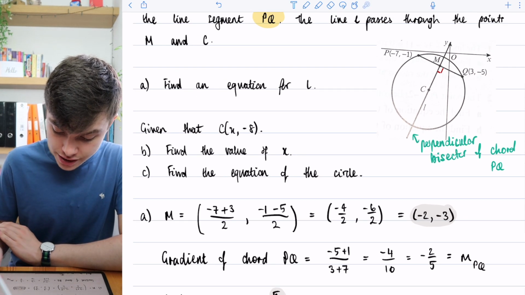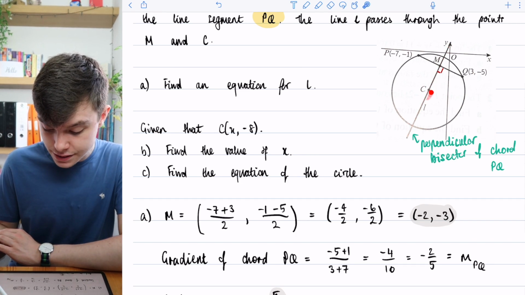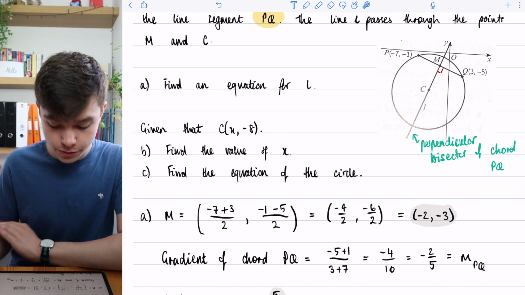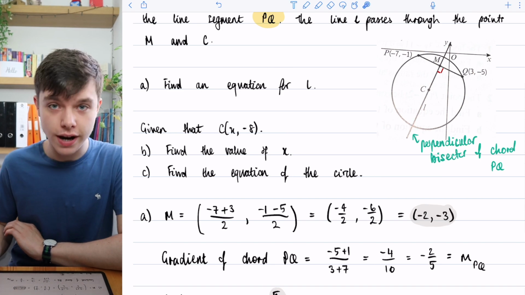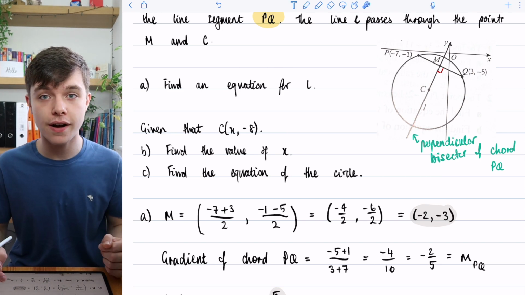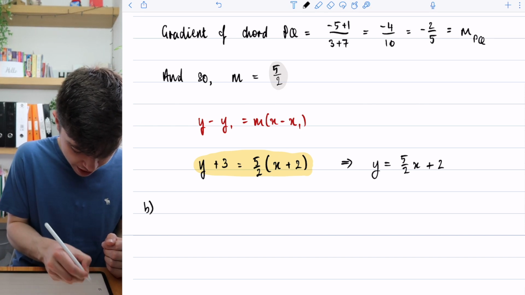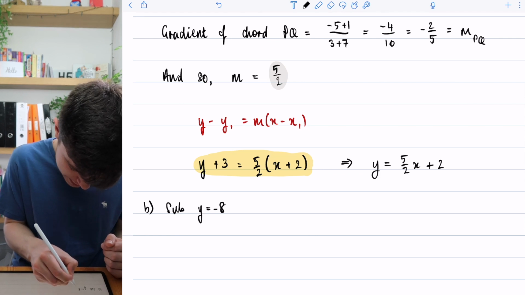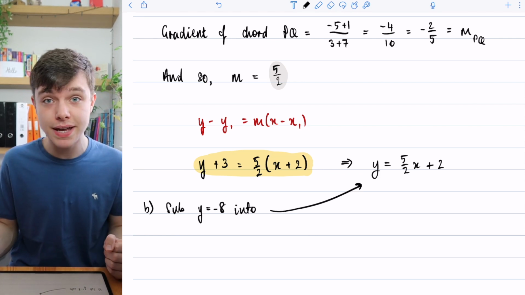So we know that this line here, because it's the perpendicular bisector, passes through the centre of the circle. So what we can do is substitute y of minus 8 into the equation of the straight line and work out what value of x it gives. Okay, so let's do that. Let's sub y equals minus 8 in, and it's actually quite easy to substitute it into there.